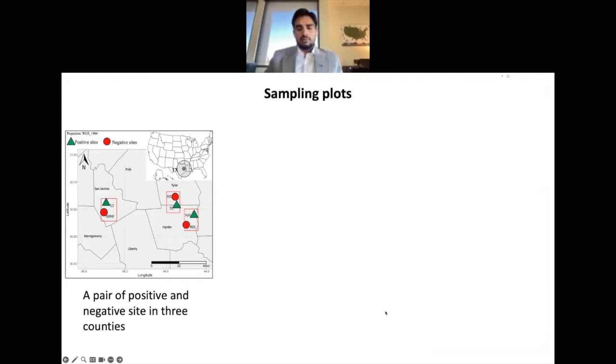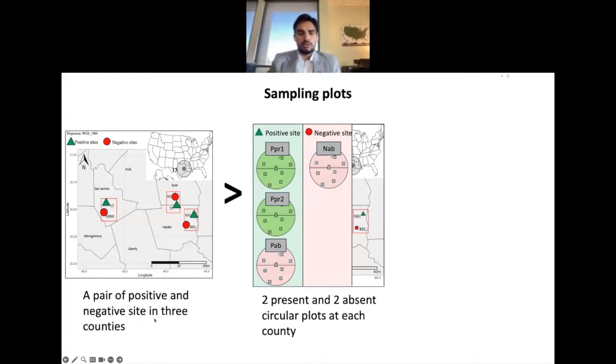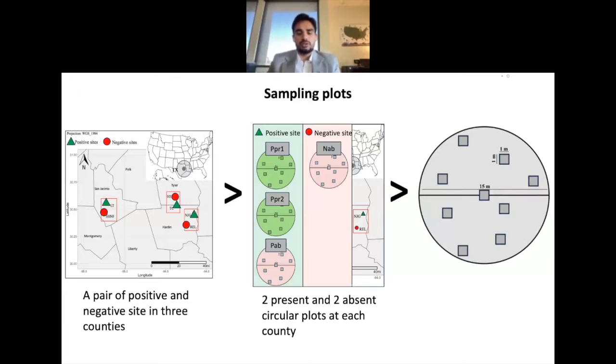So before going to the sampling plots, let's review this. We have a pair of a positive and negative sites in 3 counties. And then in each county, we have a positive site and a negative site, with 2 plots where we see the species and 2 plots where we do not see the species. And then I'll explain what the circular plot is.